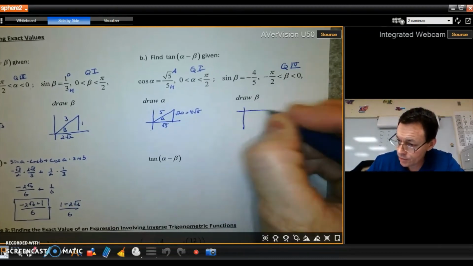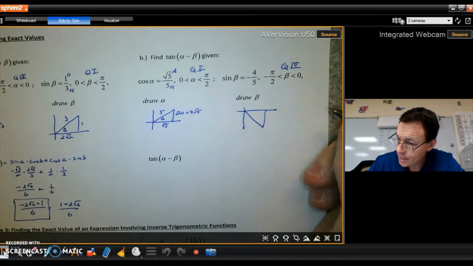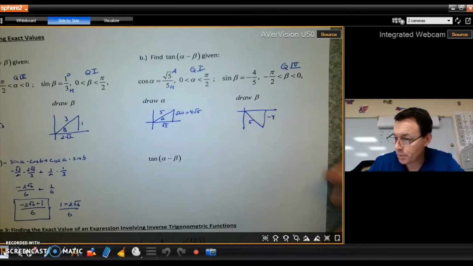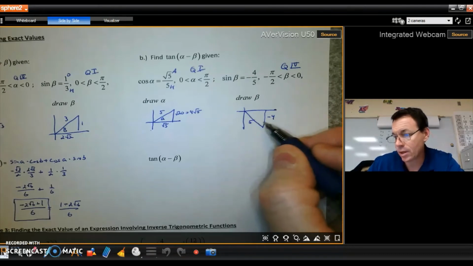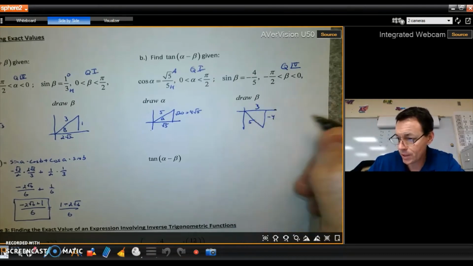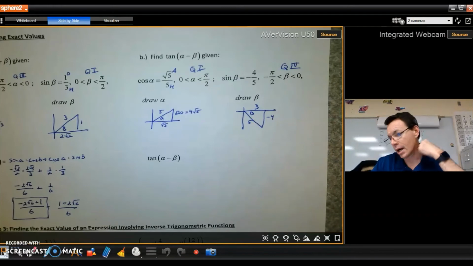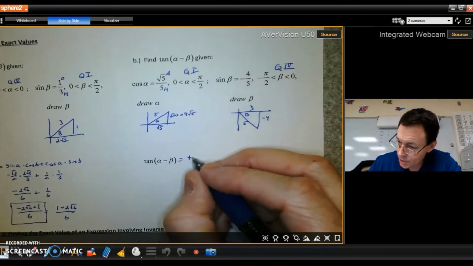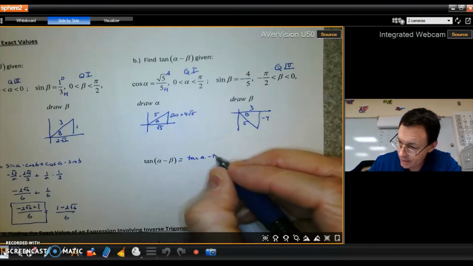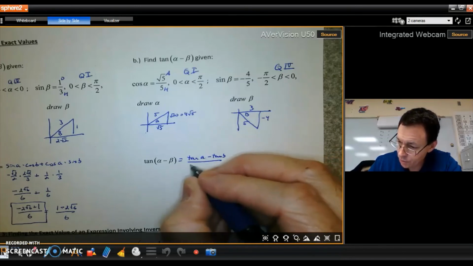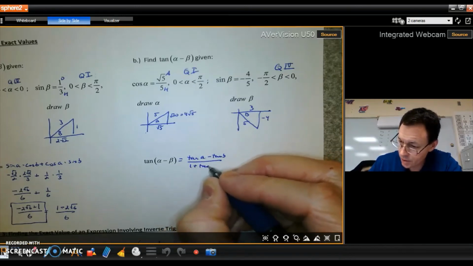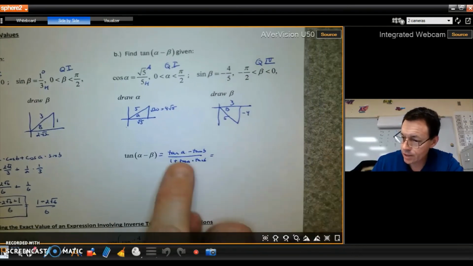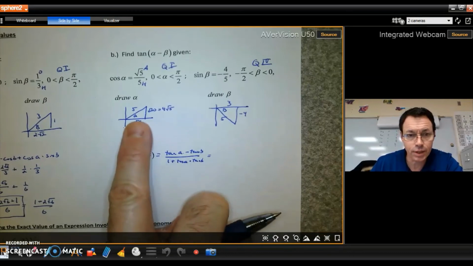Angle B is in quadrant 4. Negative 4 and 5. I'm going to use the Pythagorean theorem. This is a 3, 4, 5 triangle. So that's a 3. All right. So the tangent of A minus B is the tangent of A minus the tangent of B over 1 plus the tangent of A times the tangent of B. So that's going to be the tangent of A. So now we're over here.